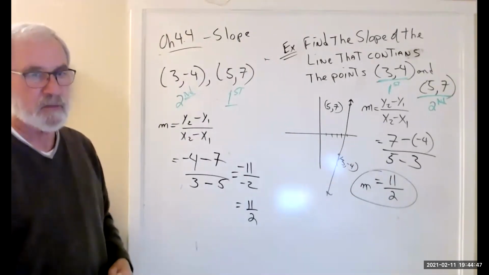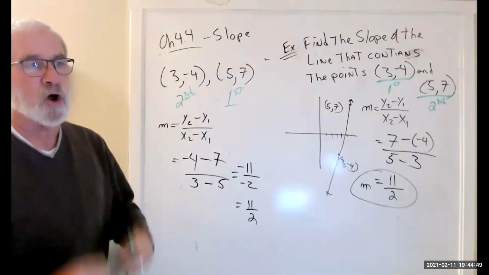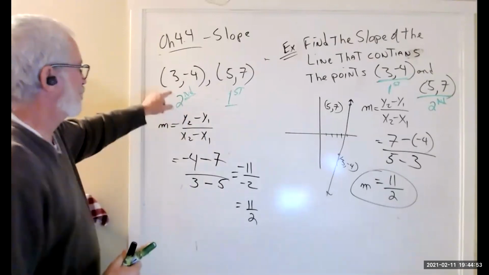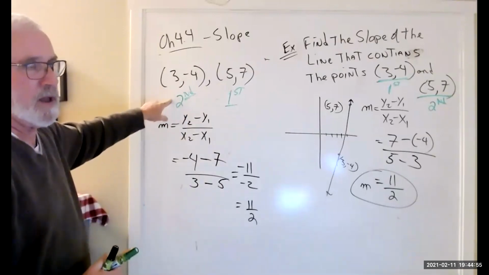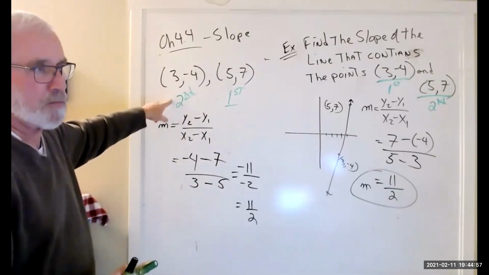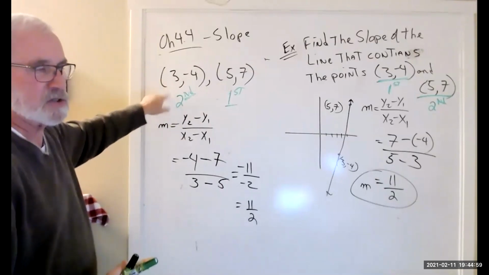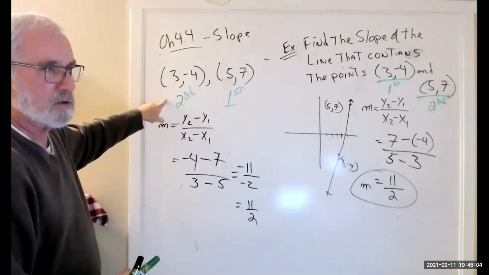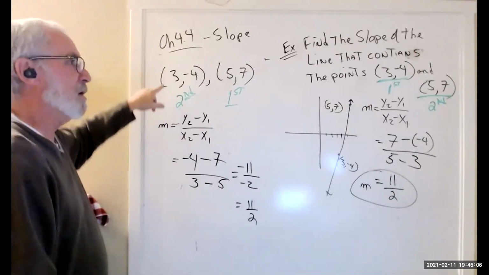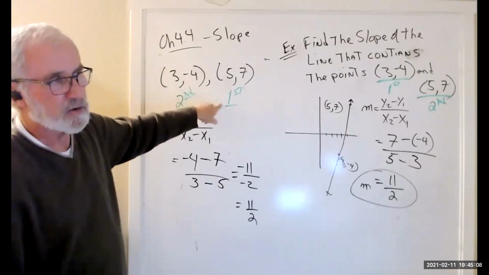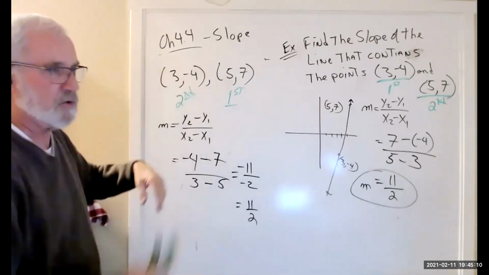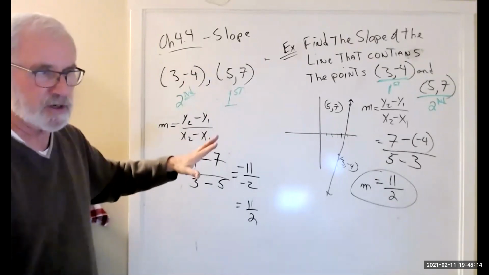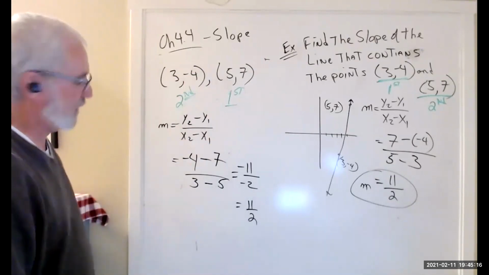It doesn't matter, as long as you're consistent. Once you decide this is going to be my second ordered pair, then it has to stay the second ordered pair throughout the whole problem. Okay, you can't go, well, this time that'll be second, and now it'll be second, and you get all confused. Once you decide who's first and who's second, you've got to live with it. You've got to stay with it. Does that answer your question?